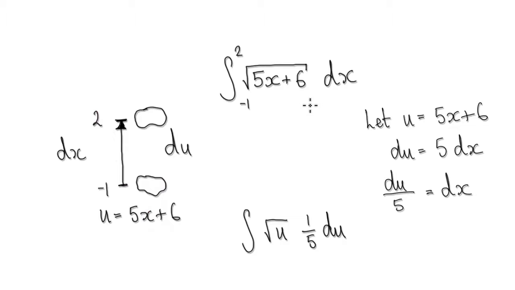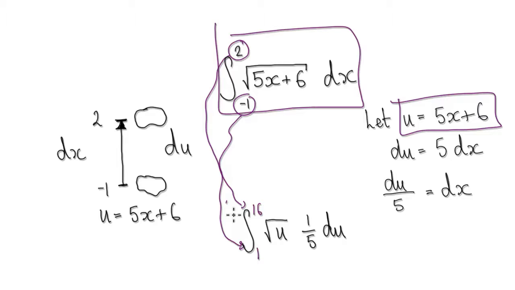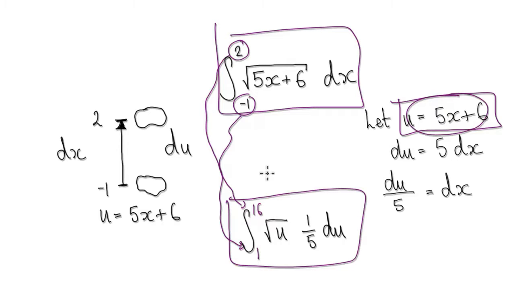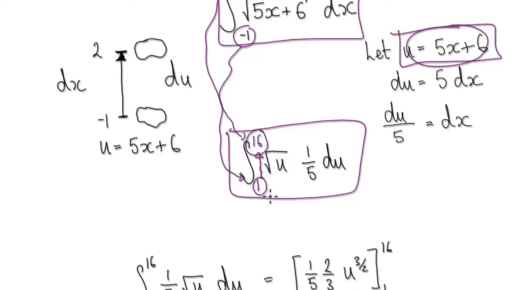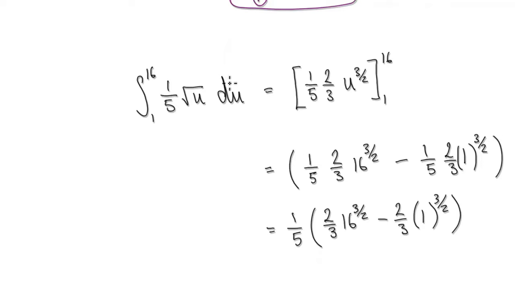So what that means is, once you've made this substitution, you're actually integrating from 1 to 16. Now these two blocks are exactly the same. If you make this substitution, you have to change your limits of integration. In the u world, you're integrating from 1 to 16. If you make that substitution, you're migrating into the u world, meaning that you have to integrate from 1 to 16. So now let's integrate it.